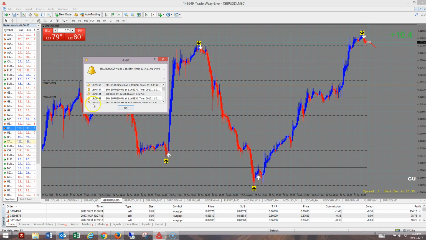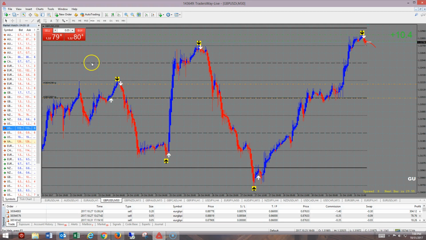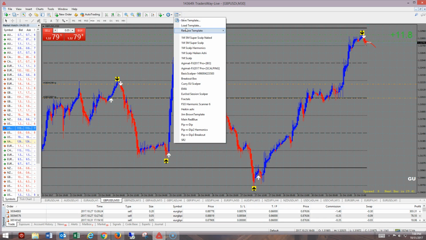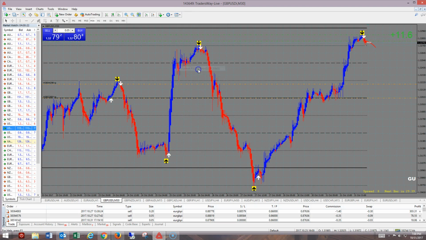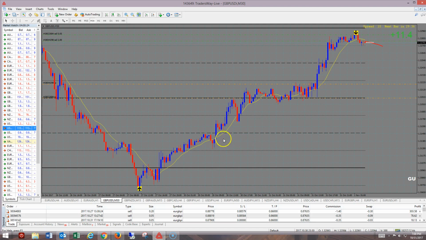And another good thing you can see right here, you get these alerts all the time. It's telling me to sell Euro USD on the 1 minute at, it gives you the price, the time. So I mean, this is pretty cool. Now let's take a look at the Forex version, and it's not that big of a difference.